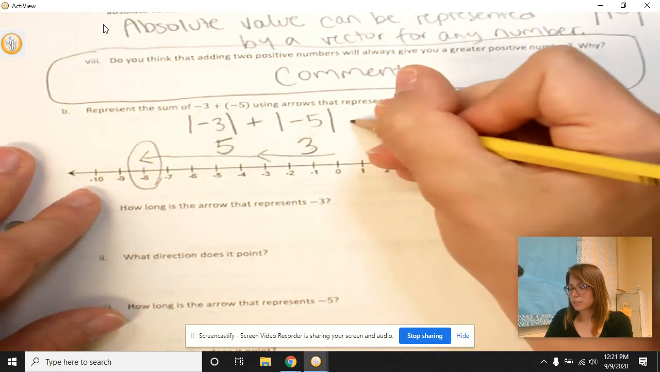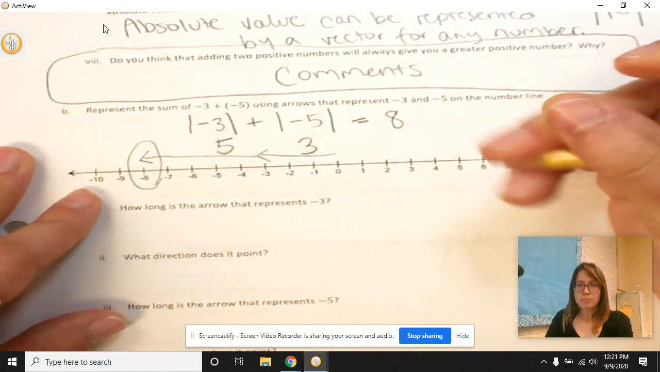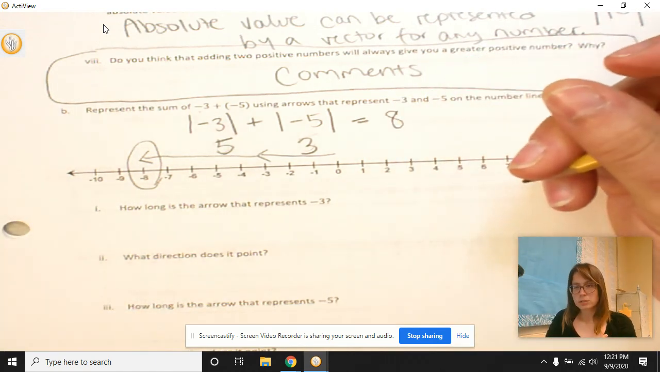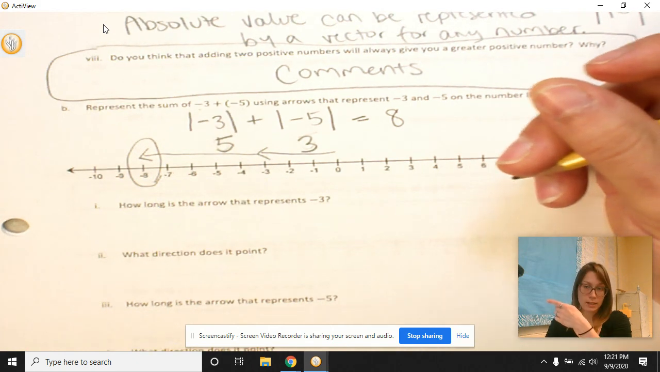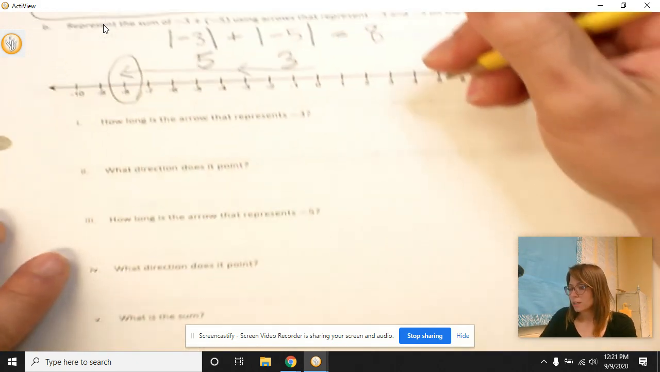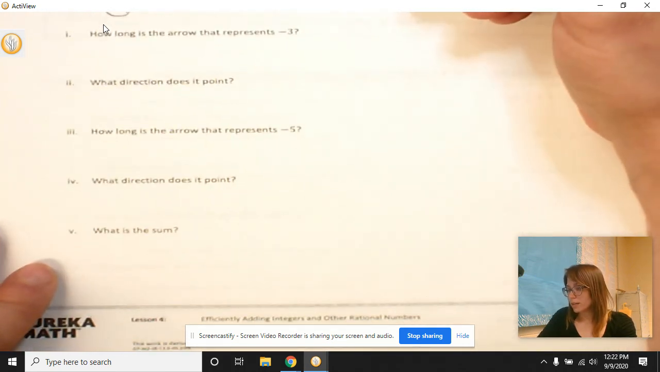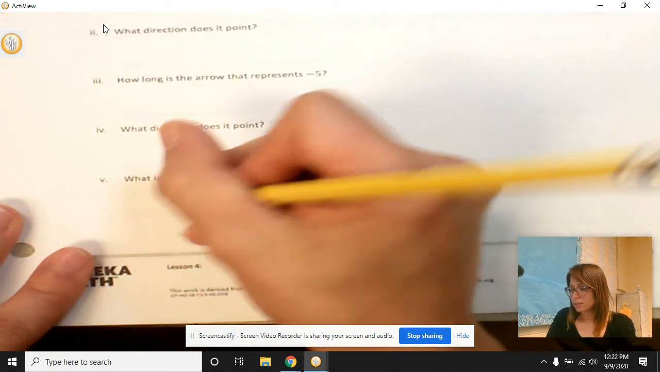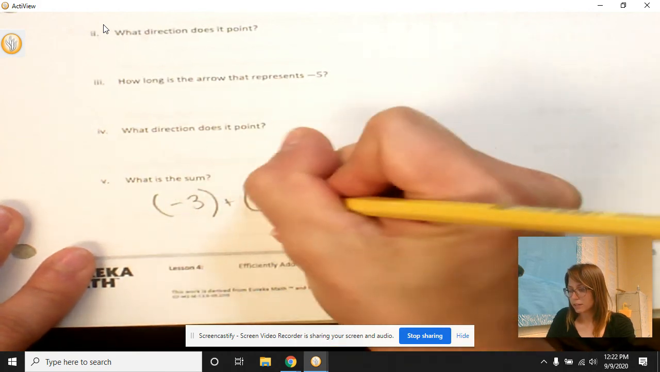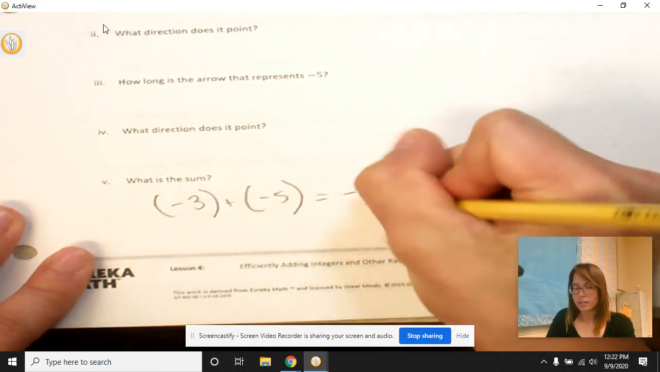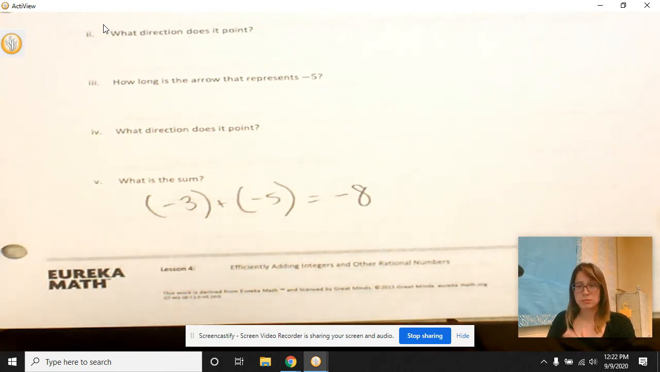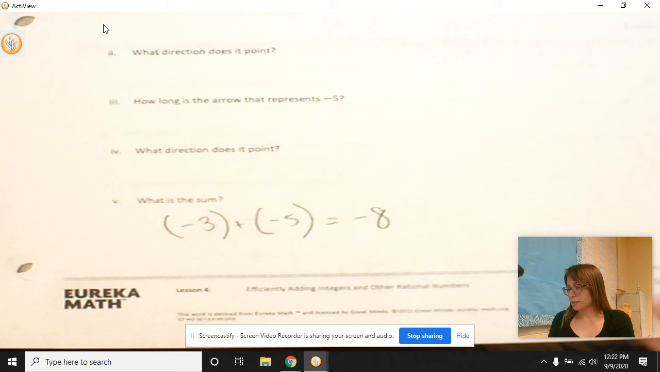I could have just drawn a vector that was 8 units long, but being that these were two negative numbers, I would have gone to the left instead of the right this time. Okay, so if I look at the sum of -3 plus -5, I would see that I arrive at -8. Now, absolute value was a little more helpful in this than it was with the two positive numbers, but if we are working with two different signs, then absolute value can definitely serve its purpose and become helpful.